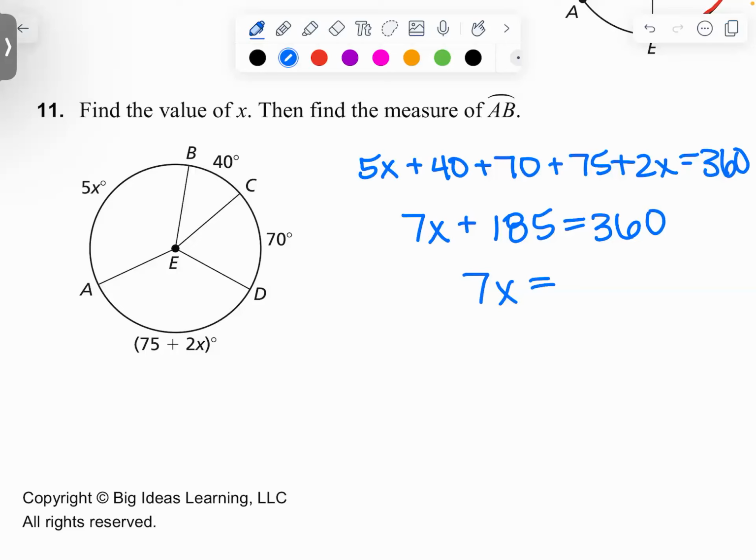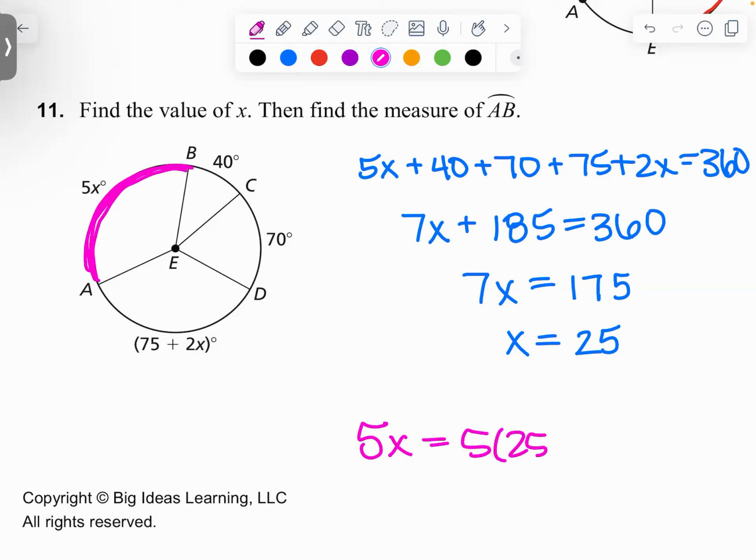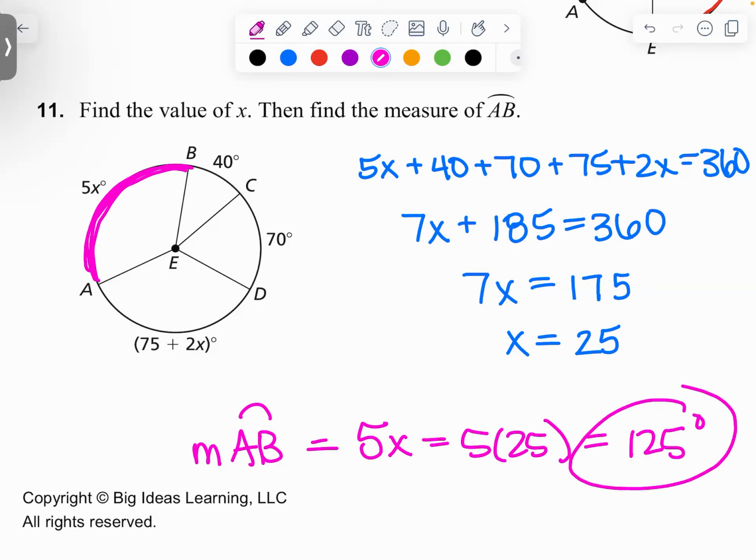Okay. So 175, is that what you told me? So what happens when we divide by 7? Ooh, nice. So if we want arc AB, 5x is 5 times 25. Look at that. Look at us go.